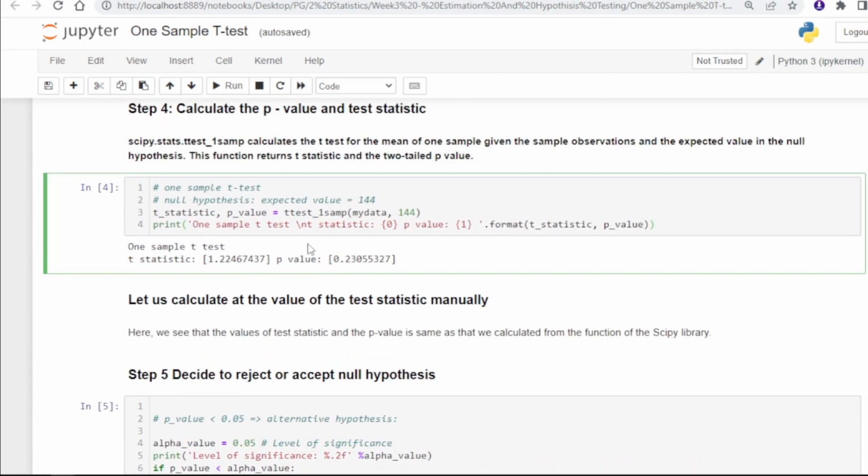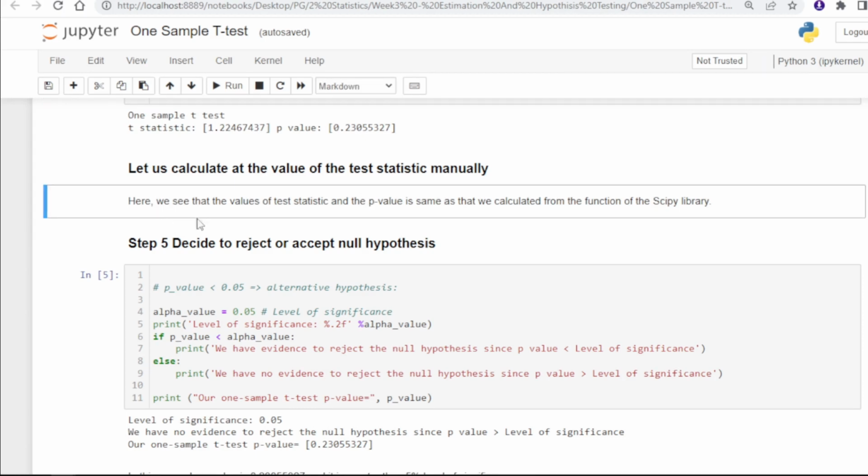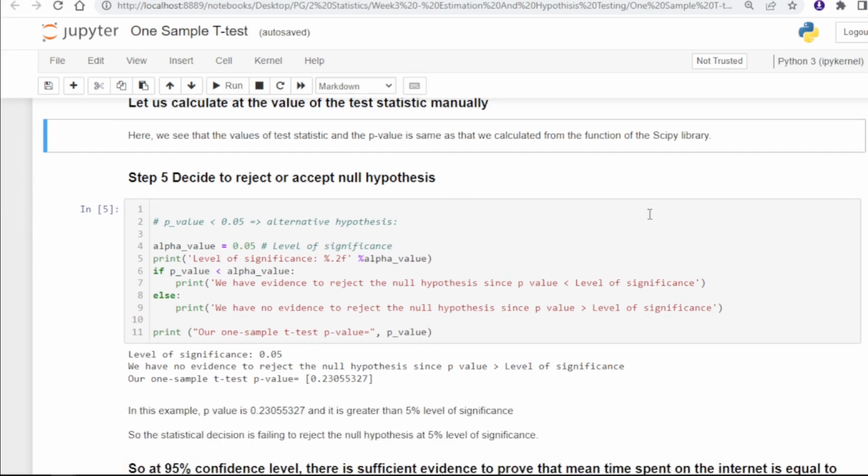This is our one sample t-test, where we have the t statistic and the p-value that we got from applying the one sample t-test function. Let us calculate the value of the test statistic manually. Here we see that the values of the test statistic and the p-value are the same as those we calculated from the function of the SciPy library.